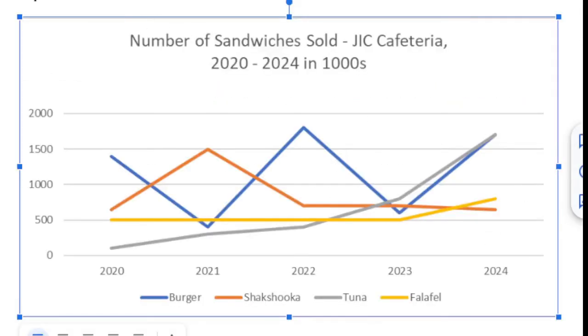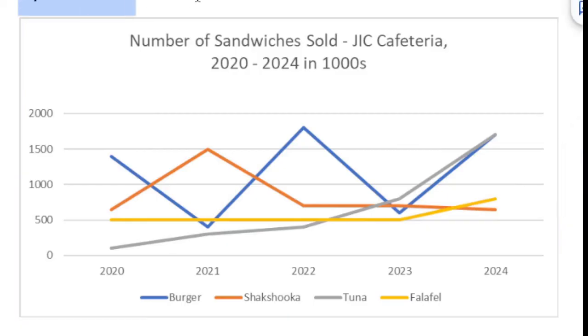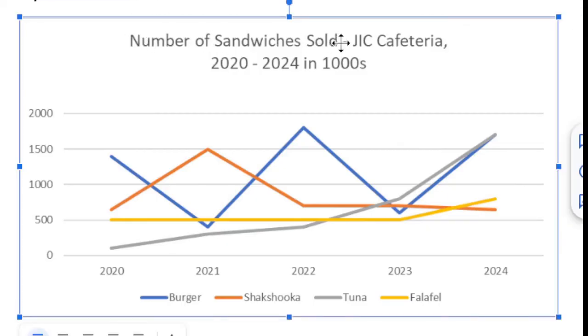First, go to the title. Describe the number of sandwiches sold in JSE cafeteria in the years 2020, 21, 22, 23, and 24. That's 1, 2, 3, 4 years.